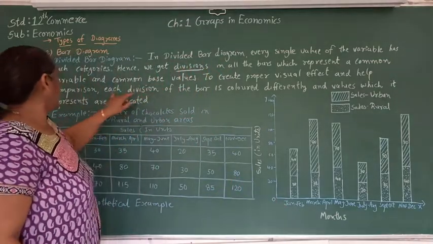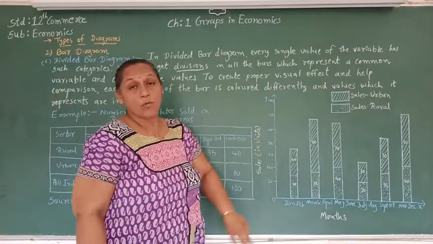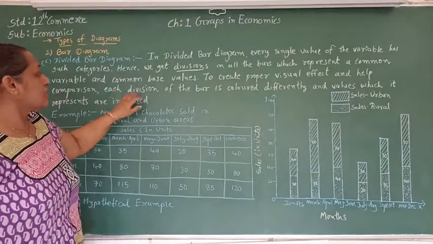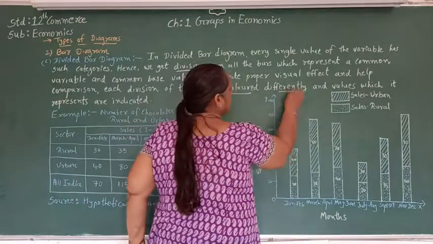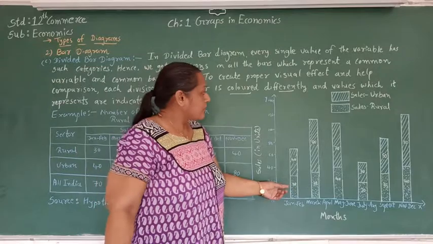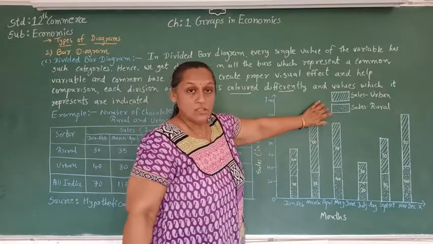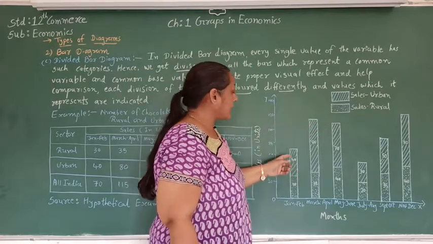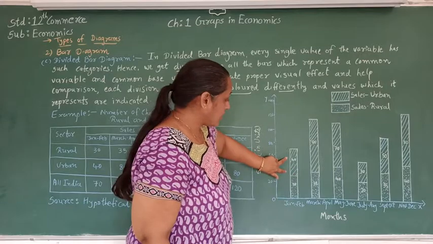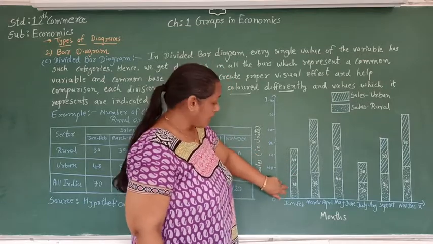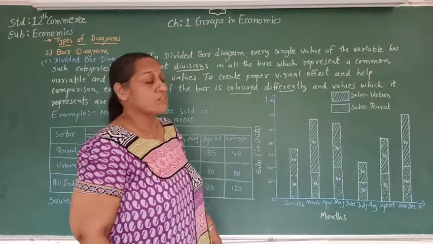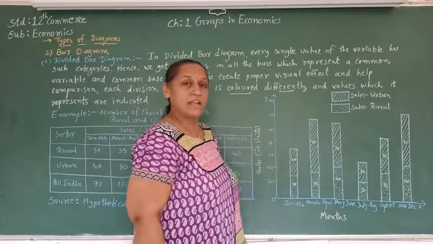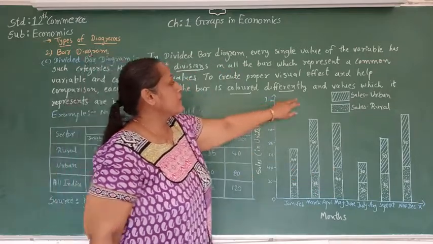Again, to create a proper visual effect and help comparison, each division of the bar is colored differently. Here we can see that for the rural area we have made the dotted shade, and for the urban area we have made the slanting lines, so that we can see that this is for the urban area and this is for the rural area. For that we have used different shades so that we can get the information nicely and compare it very easily.